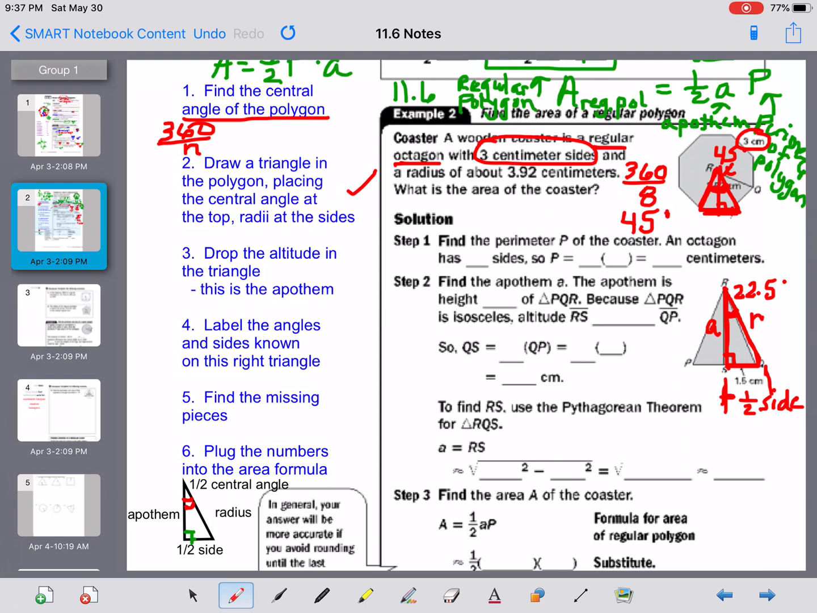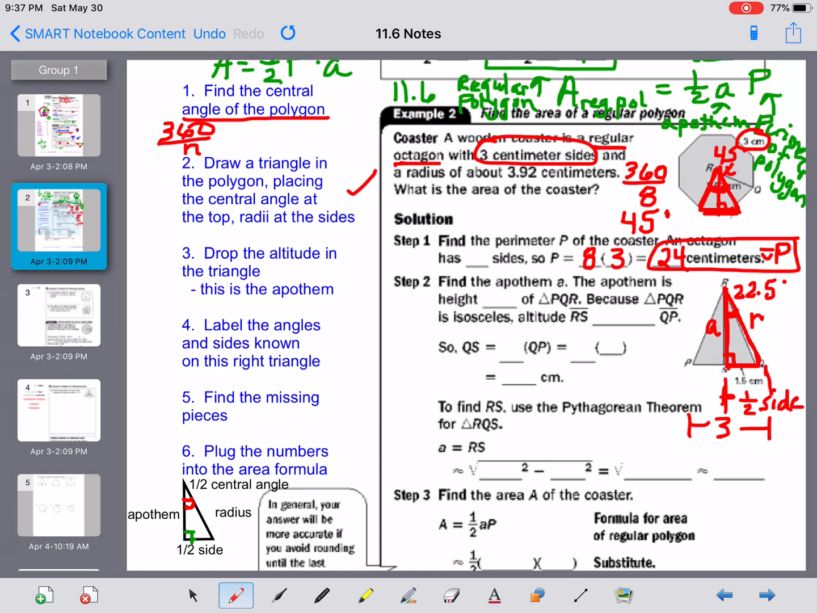By the way, the full side is 3. How many sides are on an octagon? There's 8. So 8 times 3 gives me 24 for my perimeter. That means half of my work's done because my perimeter's found. I need one more value, and that's my apothem.